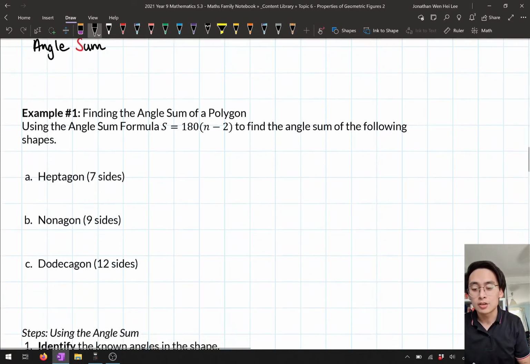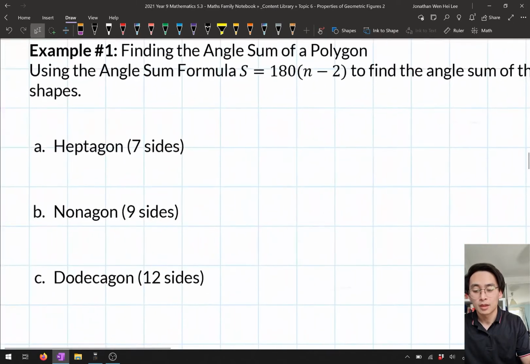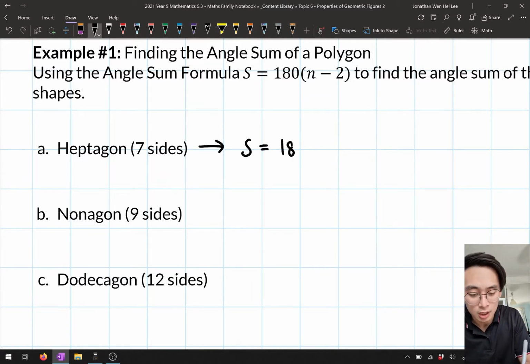Okay, let's use the angle sum formula to actually find the angle sum for a few different shapes. So using the angle sum formula, S is equal to 180 bracket n minus 2, so that's the same thing. We don't write the multiplication symbol here. Find the angle sum for the following shapes. Okay, so let's have a look here. Heptagon. Now a heptagon has 7 sides. So if I was to apply this formula, this angle sum is going to be 180 degrees times 7 minus 2.